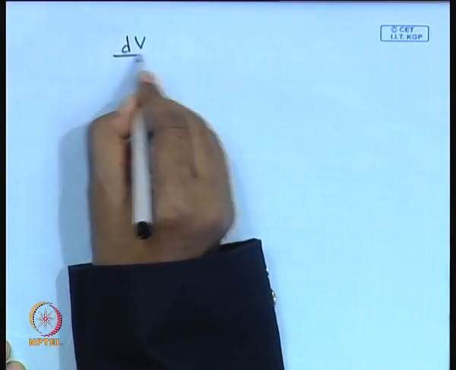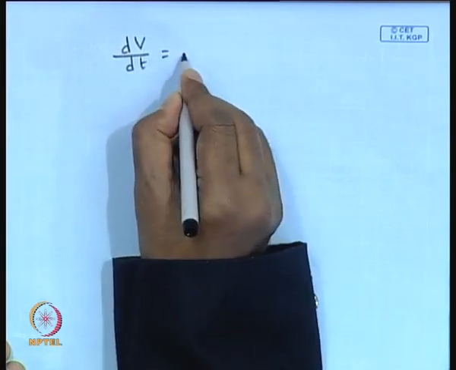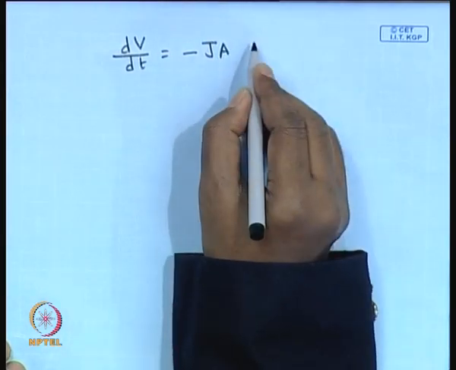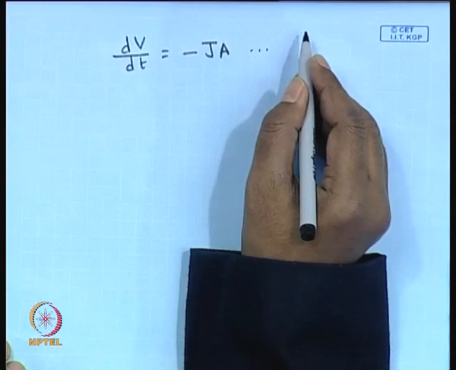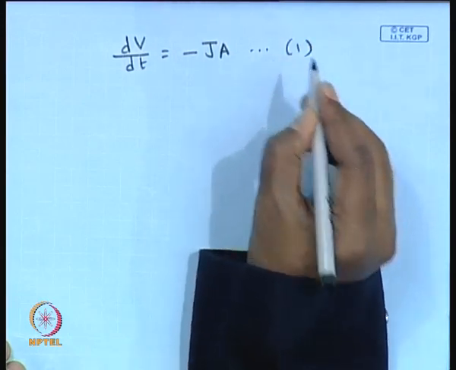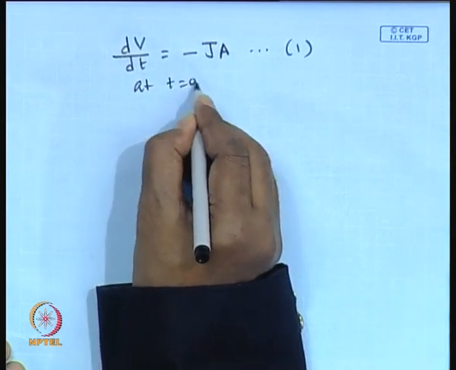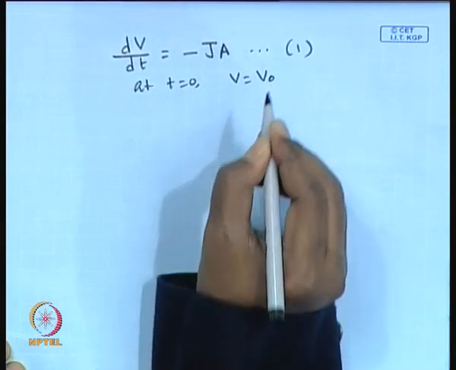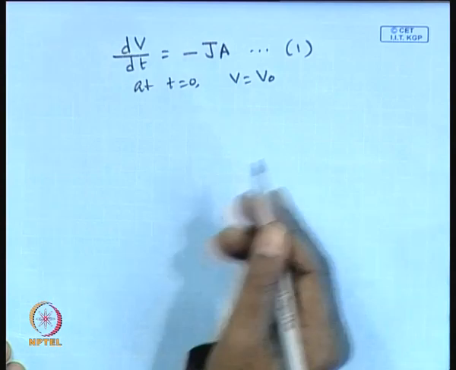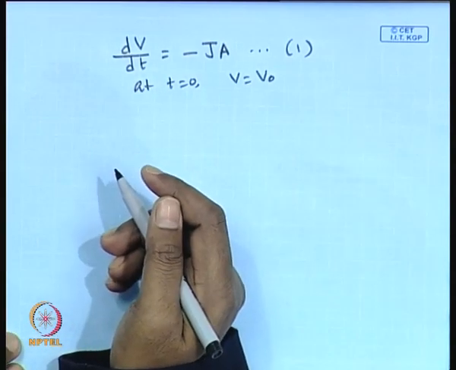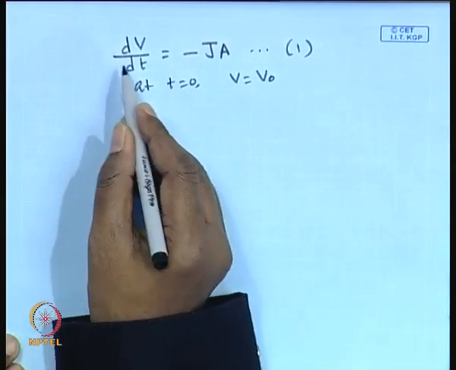If that is the case, we get the governing equation of volume change in the feed as dV/dt equal to minus J A. So, this is equation number 1. At time t equal to 0, we know V is equal to V naught. V naught was given to you. So, this is the governing equation of volume.